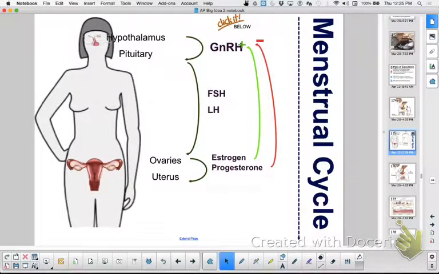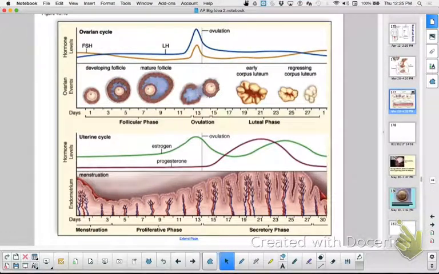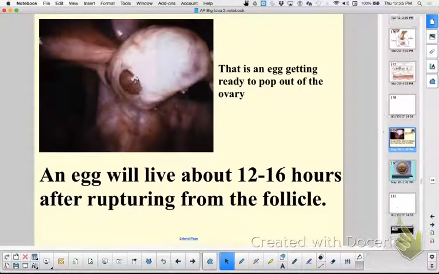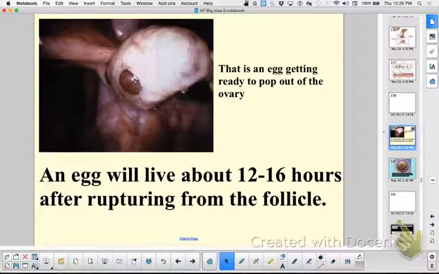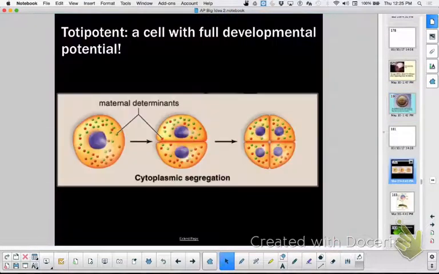All right, and that is spelled out here, and we went over it in class as well, and here's some other pictures of it. Here's ovulation. Eggs are usually viable for a certain length of time, and you don't want to put all this energy into releasing an egg unless there is sperm that is near it to fertilize it.